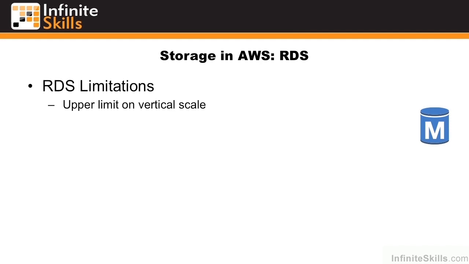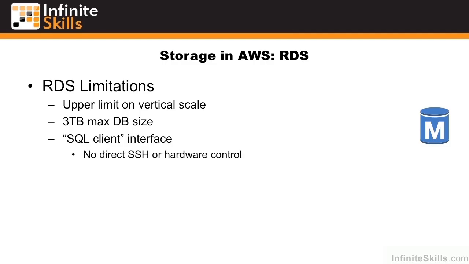It does have an upper limit on vertical scale. You only get a single instance of RDS, and you can't horizontally scale it. It has a 3 terabyte max database size and a SQL client-only interface. You get no direct SSH access to the box or ability to control hardware. If you do need direct control, you want to consider using EC2 and installing your own RDBMS on top of it.